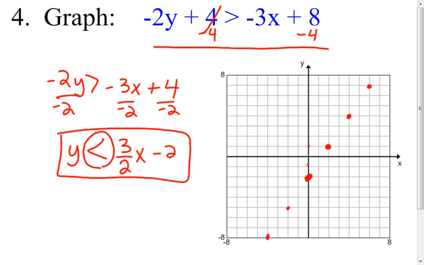Because the inequality symbol is not underlined, I will connect it with a dotted line. And it is less than, so I will shade below that line.